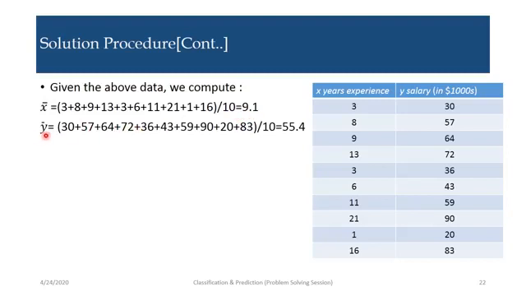So, y mean is equal to, we have added all the values of y: 30, 57, 64, 72, 36, 43, 59, 90, 20 and 83. Then divided it by 10, it is coming 55.4. So, here we have computed both the mean of x and the mean of y.